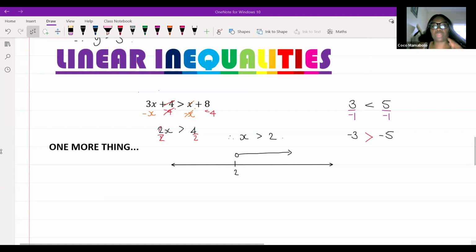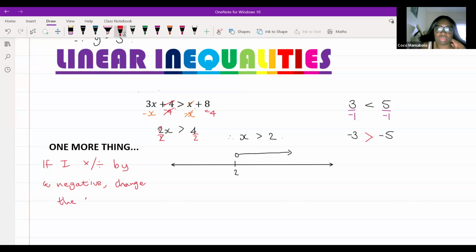Okay, so that's one thing we also need to remember. If I multiply or divide by a negative, change the sign. All right, my handwriting could be better, but it's all good. Okay, change the sign. All right.